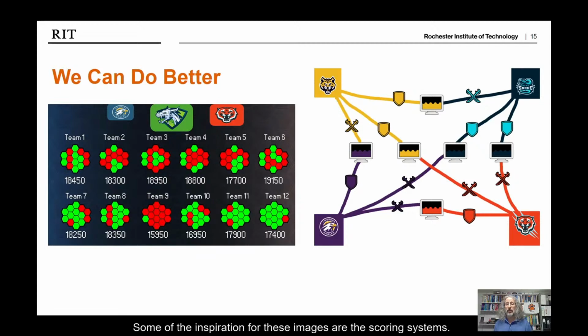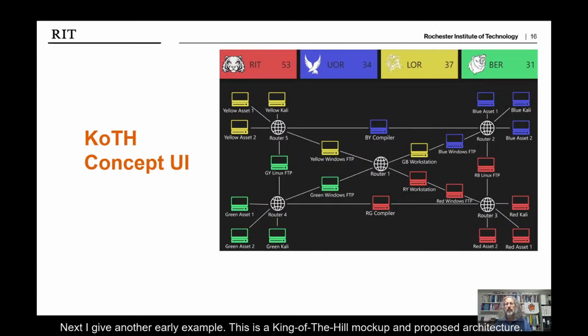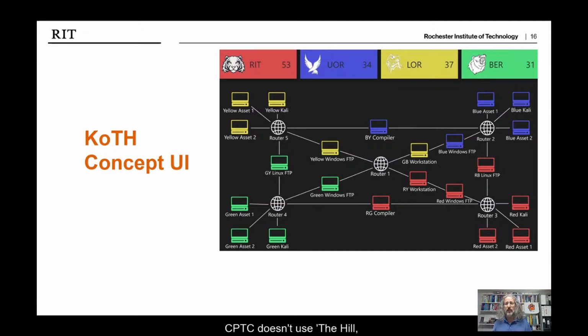Some of the inspiration for these images are the scoring systems. By the time you see this talk, the work will have progressed further, but we thought it would be interesting to see what some game students could do initially. Next, I give another early example. This is a King of the Hill mock-up and proposed architecture. CPTC doesn't use the hill, but the team was curious how we might display competitor progress for the genre. Again, accessibility is still an issue, and so it just gives a taste of what's to come.